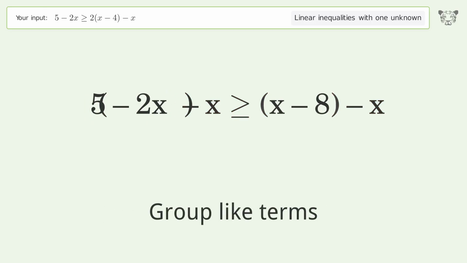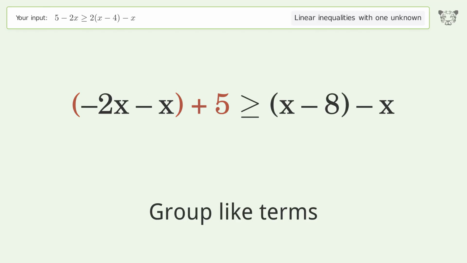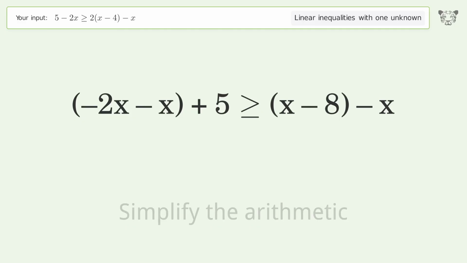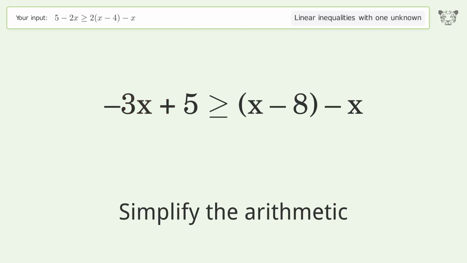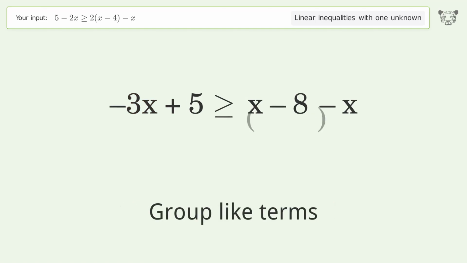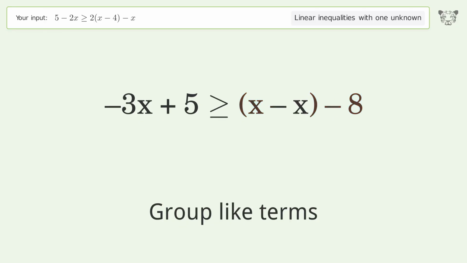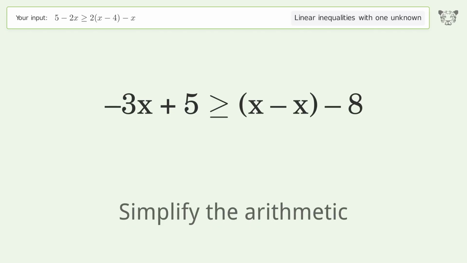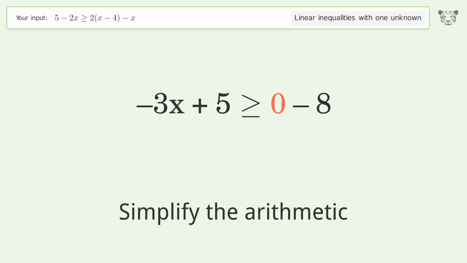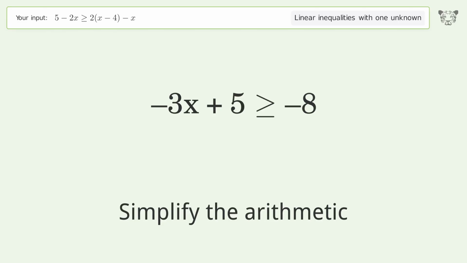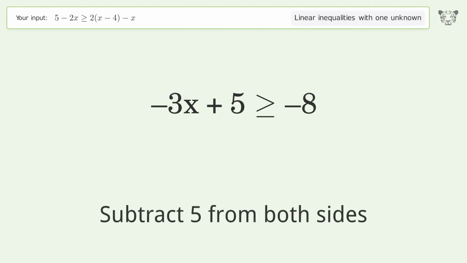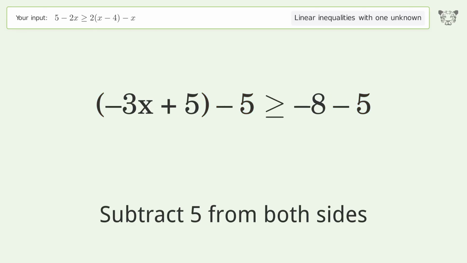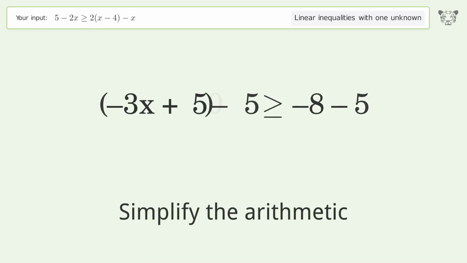Group like terms. Simplify the arithmetic. Group like terms. Simplify the arithmetic. Group all constants on the right side of the inequality. Subtract 5 from both sides. Simplify the arithmetic.